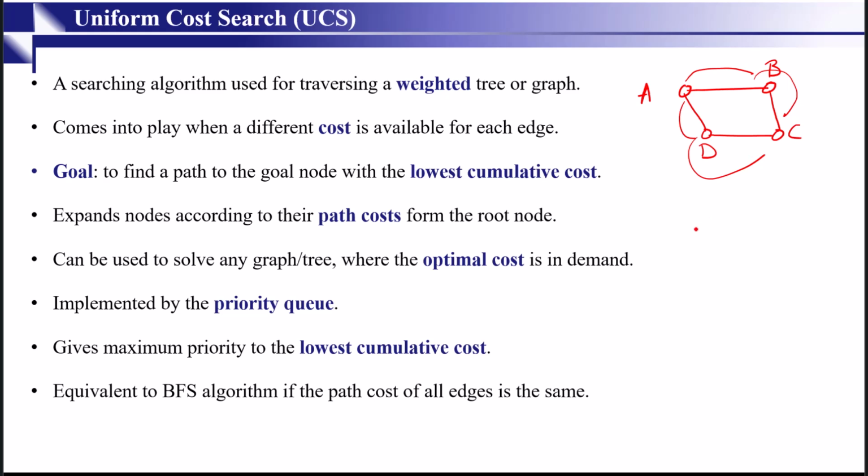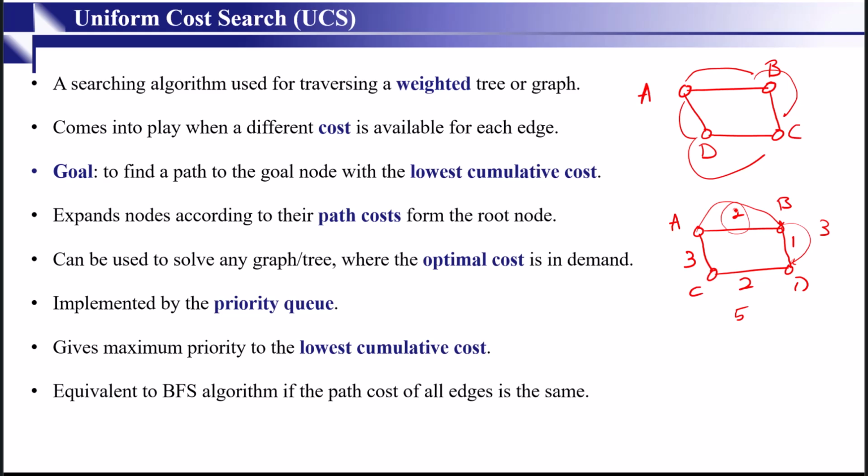However, in the case of weighted graphs, we have a weight for each edge. So if this is A, B, C, and D, we have some weight here. If we go from A to B, the weight is 2. Then from B to D, it's 1. So 2 plus 1 is 3. But if you go from A to C, it is 3, and 2 is 5. This weight can be the distance between cities, or the amount of energy for moving from one state to another state.